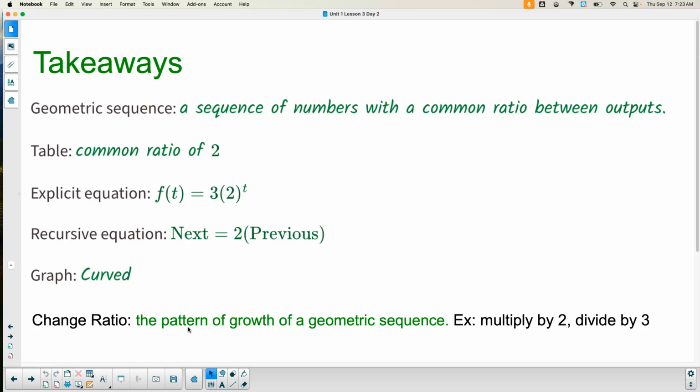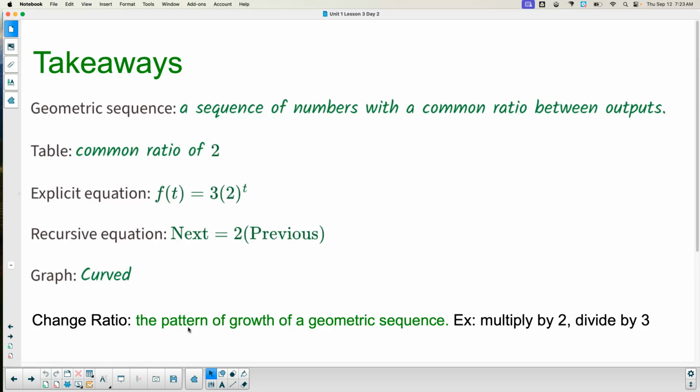Just a reminder of the takeaways that we had from yesterday. If you didn't get a chance to write these down yesterday, please write them down now. I will talk through them once again here while you are writing down, to make sure that you have them written down, or checking to make sure that you have them written down.